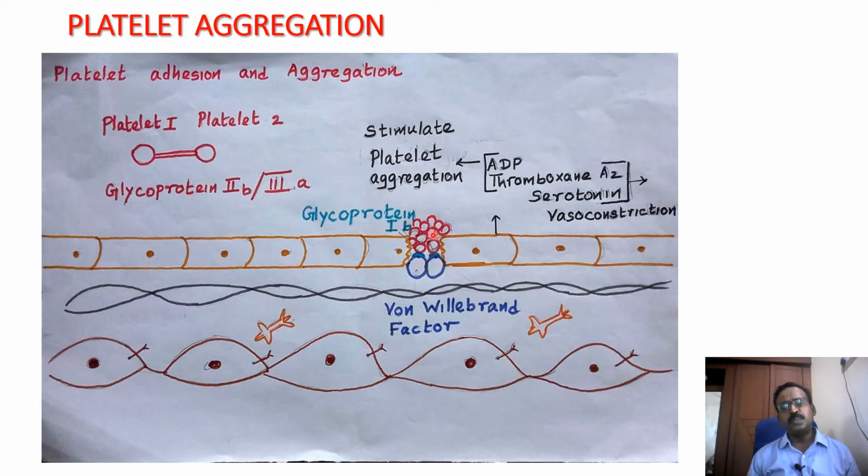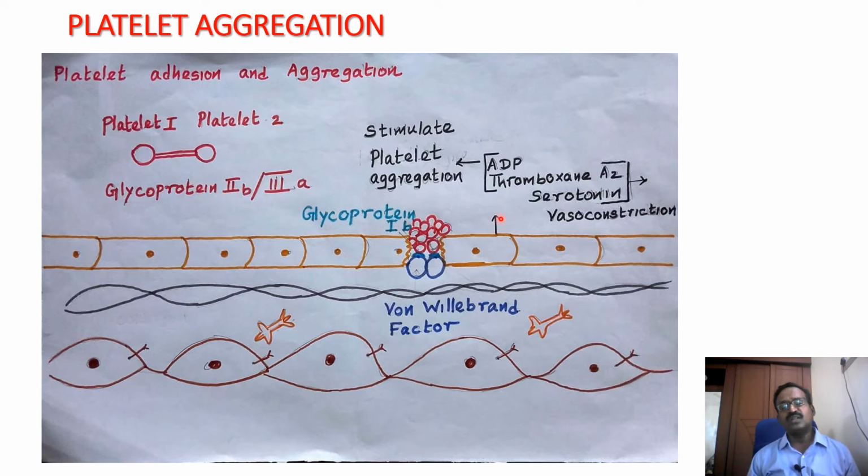Each platelet is attached by glycoprotein 2b and 3a. Glycoprotein 2b and 3a inhibitors are used to prevent platelet aggregation in stroke and MI patients. The drug name is abciximab, which inhibits glycoprotein 2b and 3a.